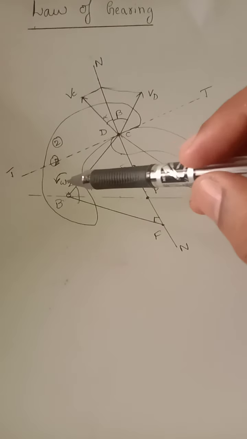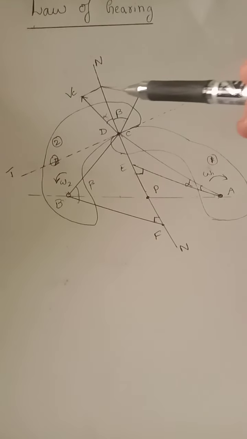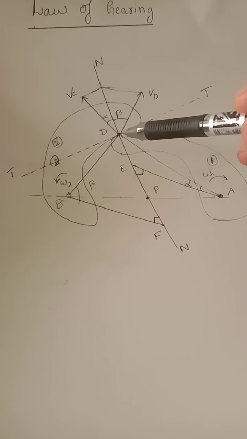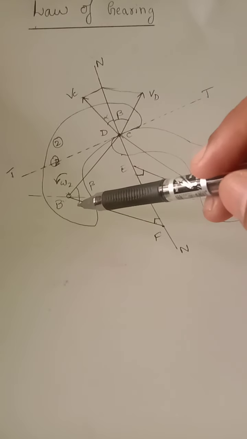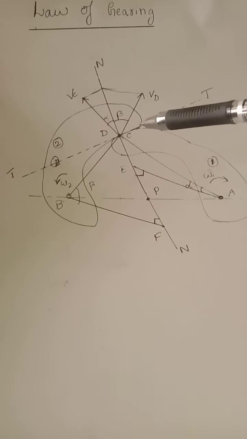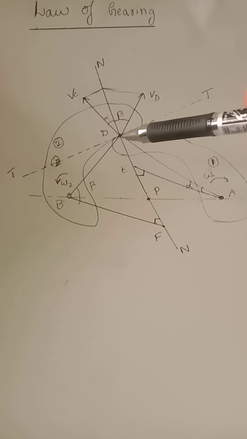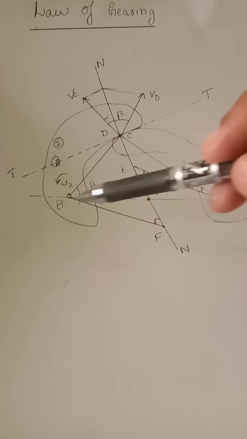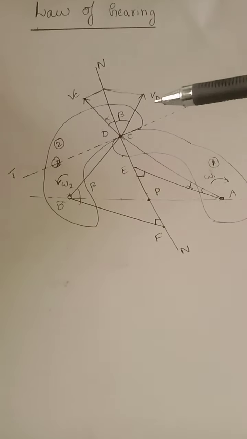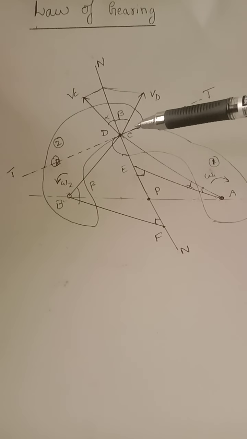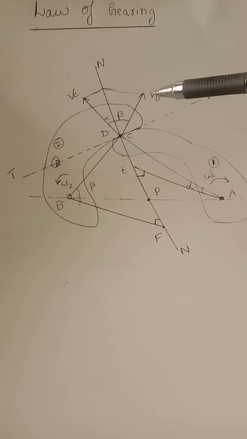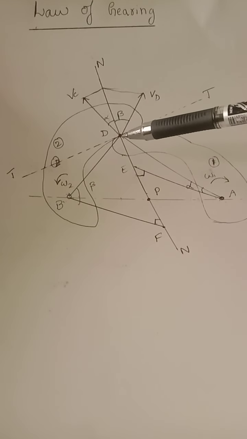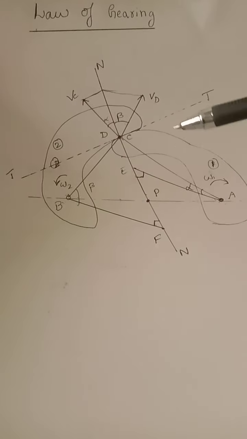Similarly, we can also analyze by considering the point D instead of C. We can consider point D for analysis of the second gear. If it is point D, then it is rotating with the angular velocity omega 2 in the anti-clockwise direction. Then what will be the velocity? The velocity will be in the direction VD. This velocity of point D will be in this direction, that is VD.